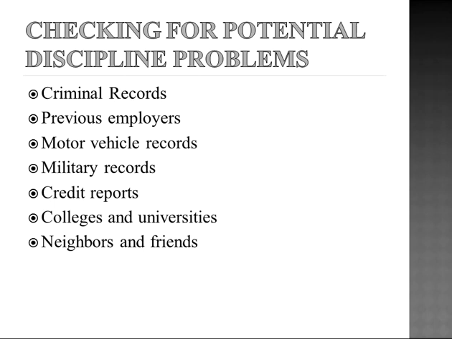Now, checking for potential discipline problems. We have criminal records, previous employers, motor vehicle records, military records, credit reports, colleges and universities, neighbors and friends. All of these are potential sources for trying to find out about potential problems of possible employees.